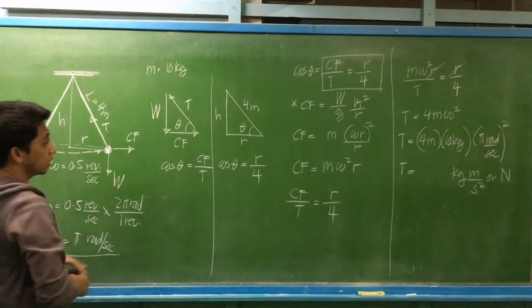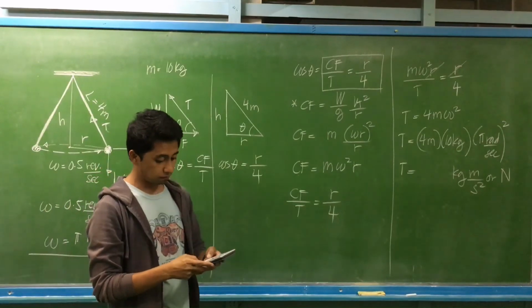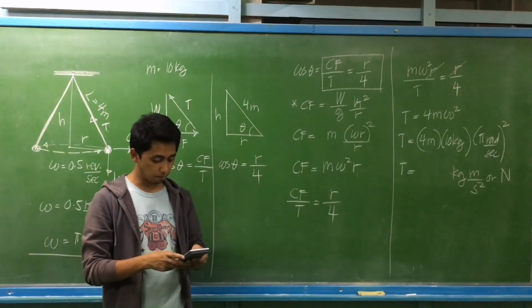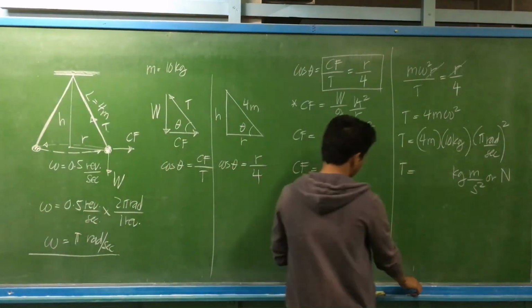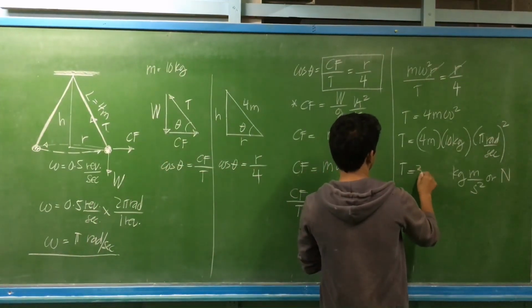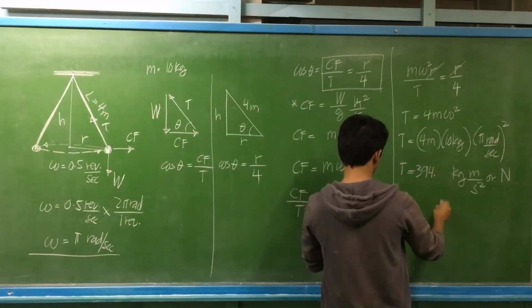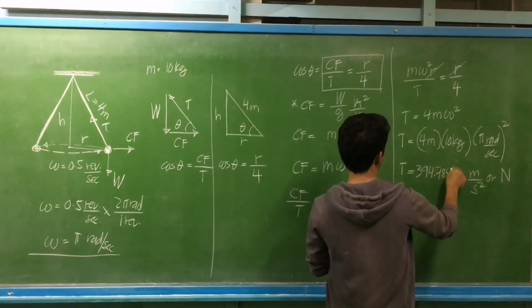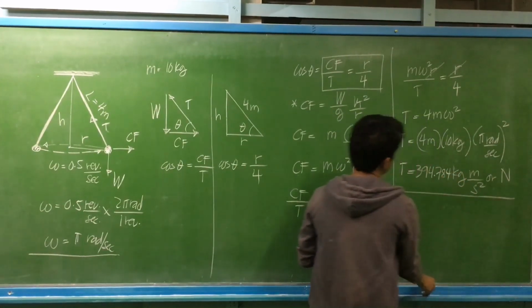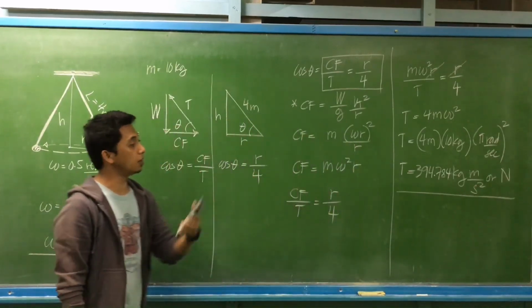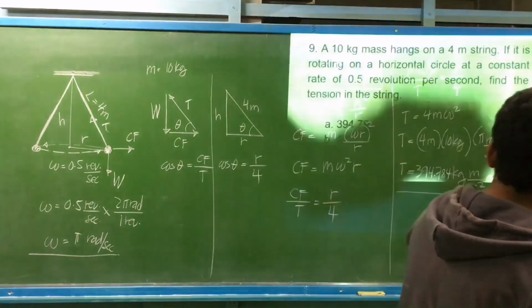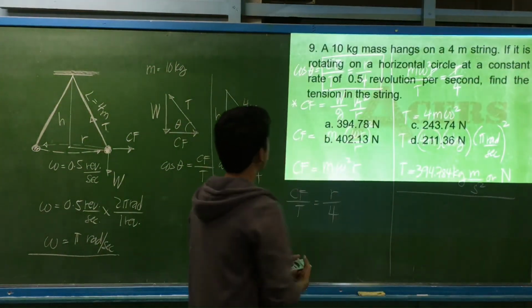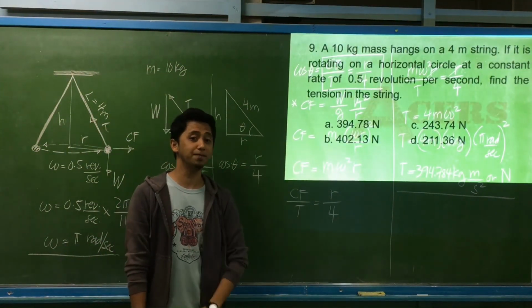So let us compute that value. That is the same as 4 times 10 times pi squared, so we have 394.784 newtons. Let's check on our choices. We have letter A, that is 394.78.